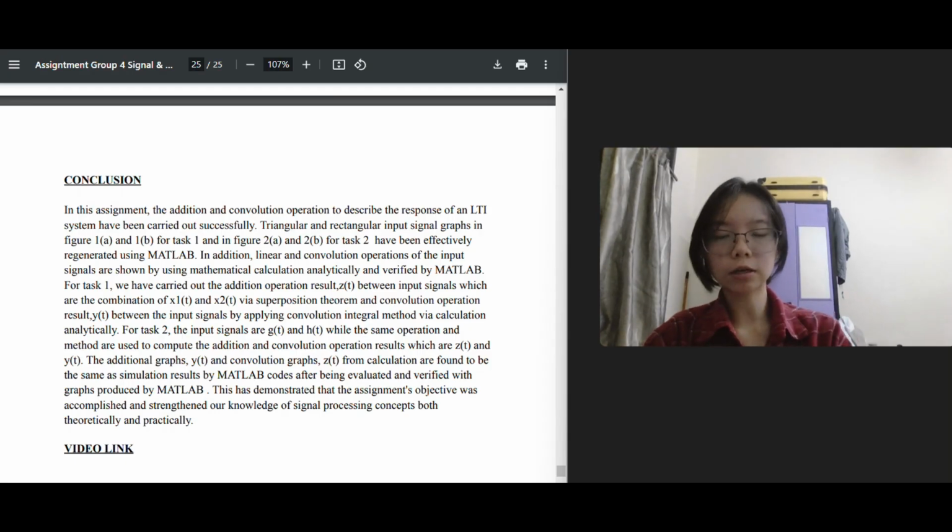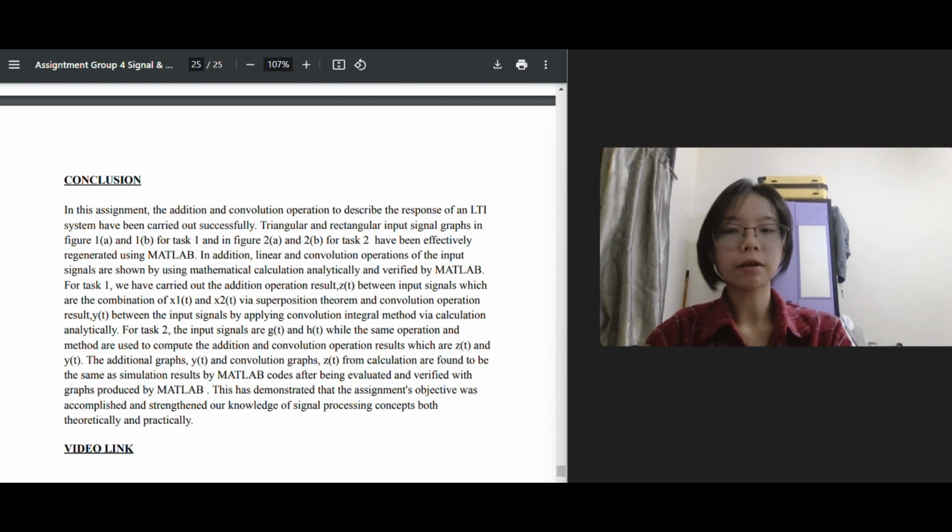In conclusion, for task 1 and task 2, the results for the addition and convolution operations calculated the mathematical way are exactly the same as the graphs generated by MATLAB. So we have successfully described the response of an LTI system. Thank you.